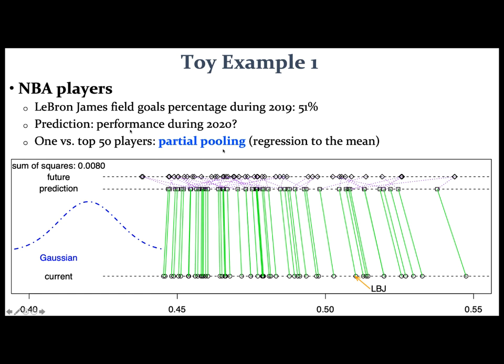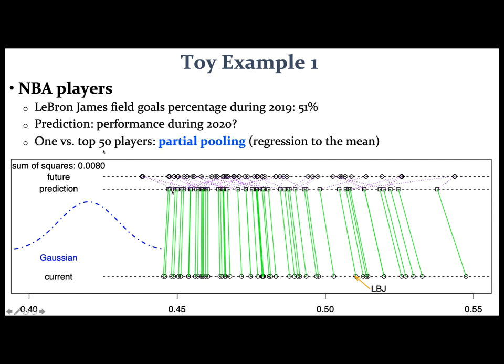What does partial pooling mean? This is the bottom again, the same as the previous slide. That's the current performance. The top line is also one year later, that's the future. We're going to use the future as our y. This will be x. We just do a regression. Our regression model, y equals a plus bx. That's a simple linear regression model.